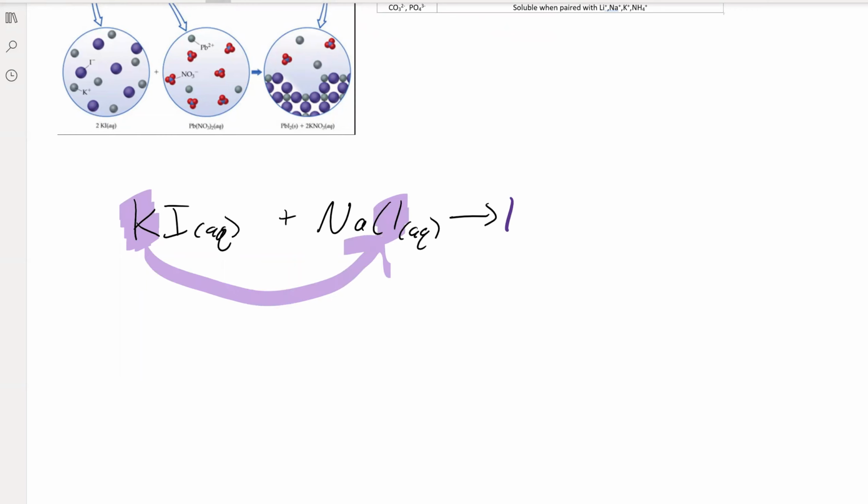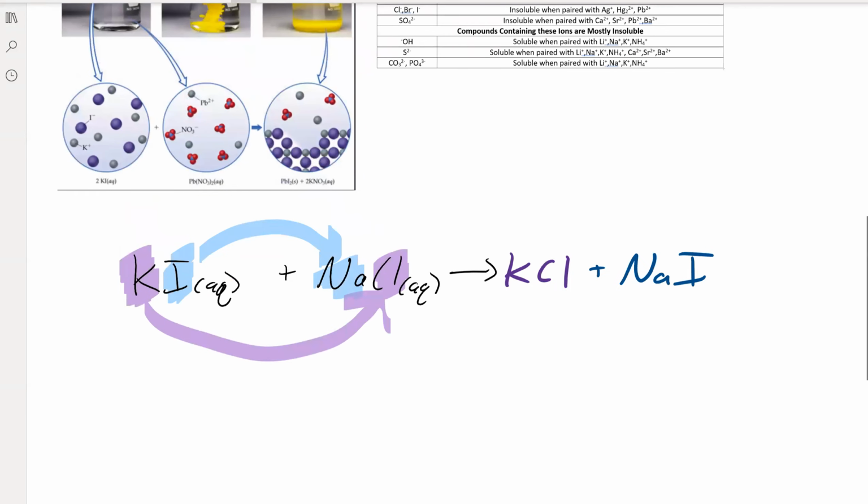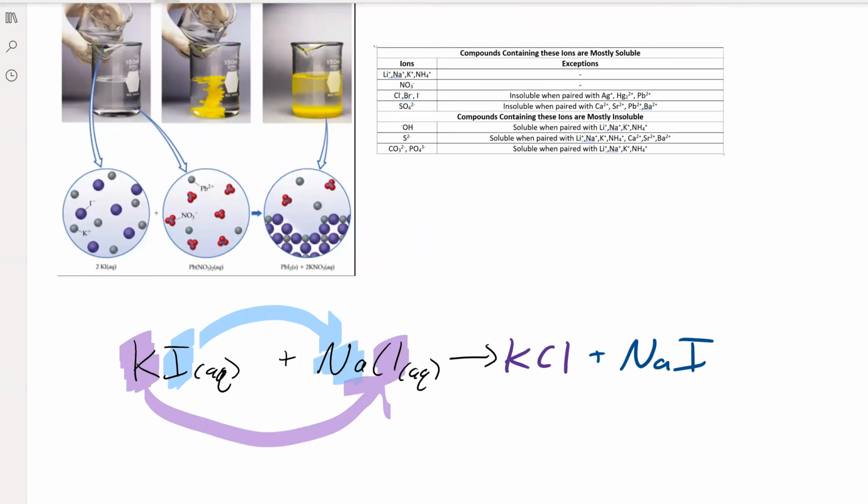So let's take a look at another form of this question. So what happens when I mix potassium iodide and sodium chloride? Will we form any kind of solid? And so the way that we want to do this is we want to mix and match all of our anions and cations to see if we can find a combination where they'll become insoluble. So we'll take one of the cations and then mix it with the other anion, so KCl, and then we'll take this anion and mix it with this cation, plus NaI.